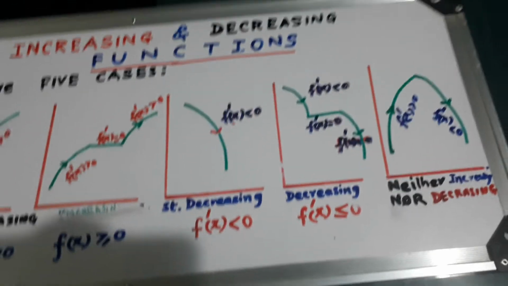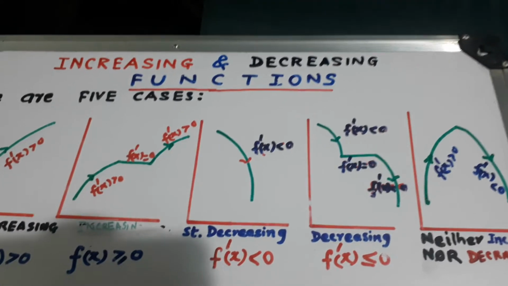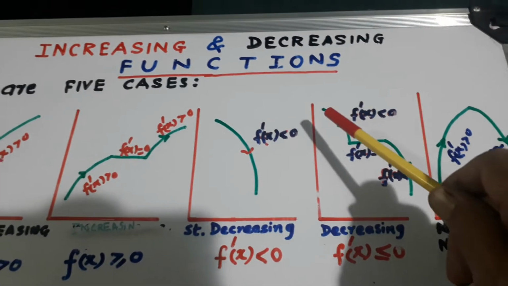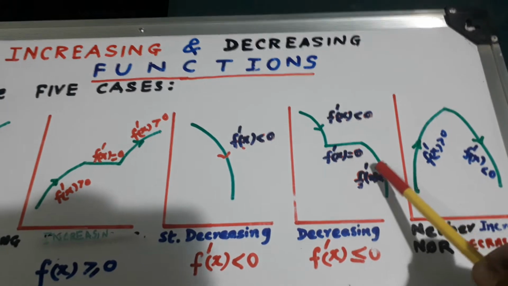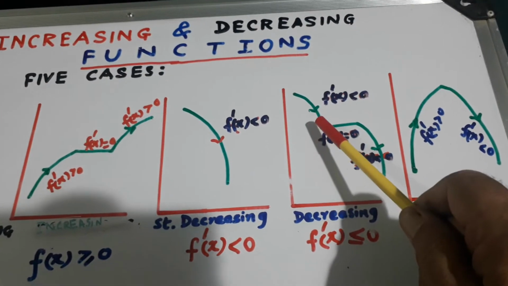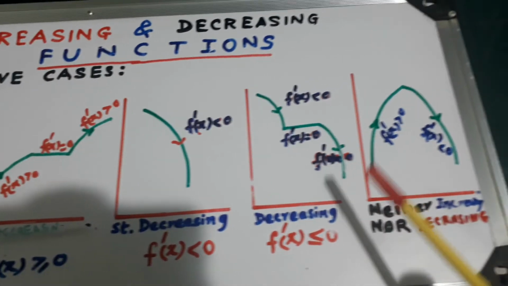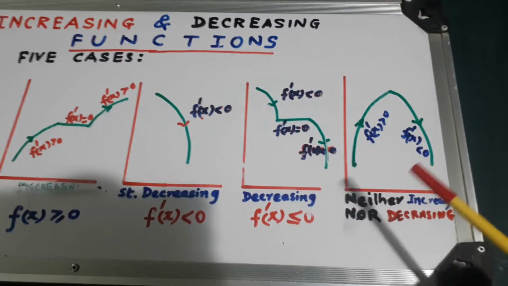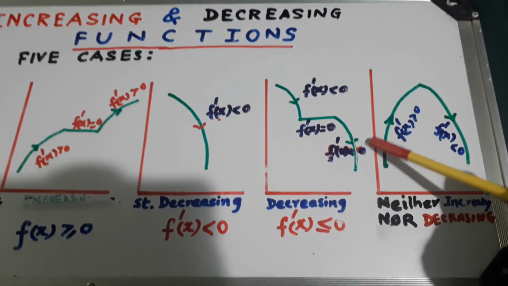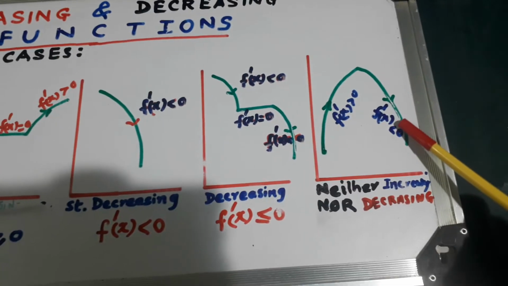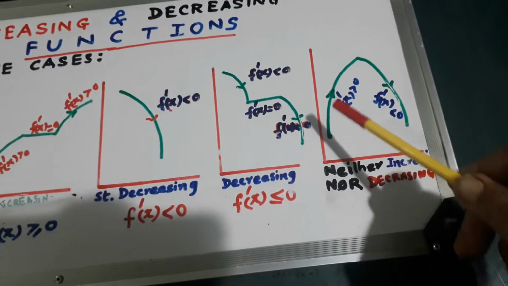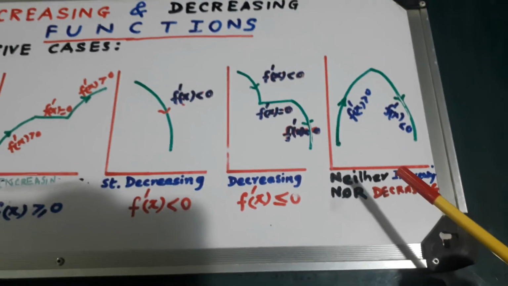So there will be two signs. So there are two types of curves here. This is going down, becomes equal, parallel to x-axis, then again goes down. So in the fifth case, it is strictly increasing, then it is strictly decreasing. Neither it is increasing nor it is decreasing.